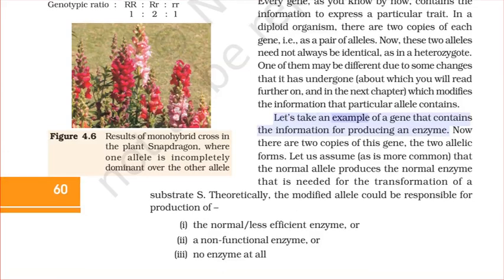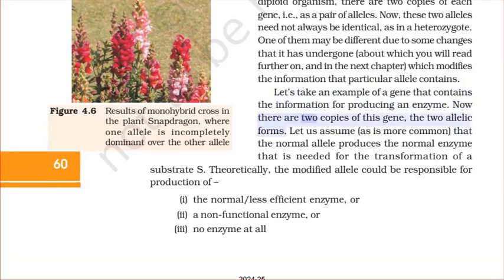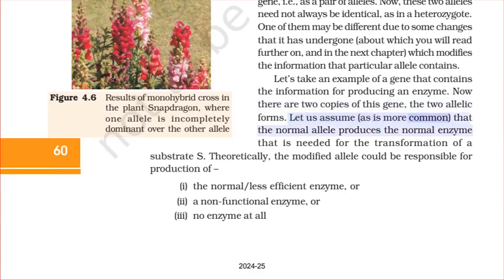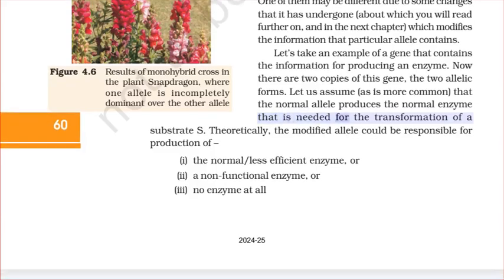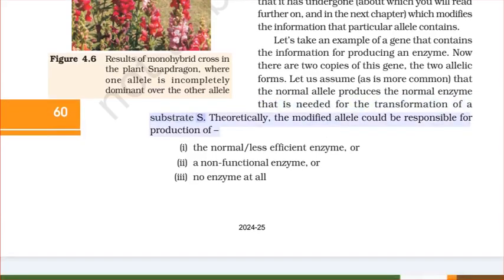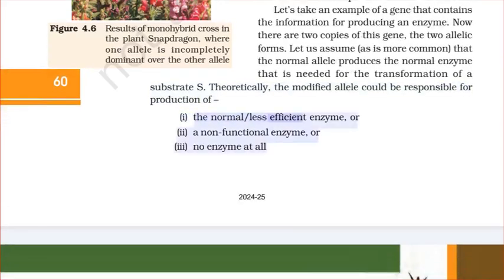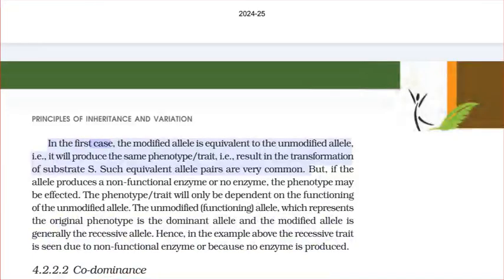Let's take an example of a gene that contains the information for producing an enzyme. Now, there are 2 copies of this gene, the 2 allelic forms. Let us assume, as is more common, that the normal allele produces the normal enzyme that is needed for the transformation of a substrate S. Theoretically, the modified allele could be responsible for production of 1. the normal, less efficient enzyme, or 2. a non-functional enzyme, or 3. no enzyme at all. In the first case, the modified allele is equivalent to the unmodified allele.